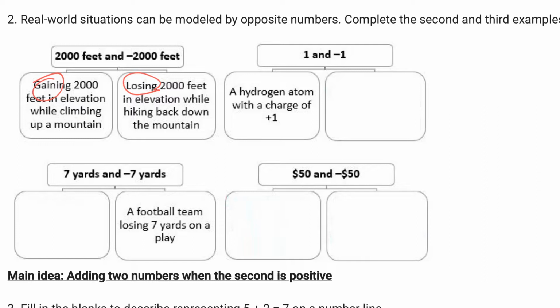A hydrogen atom will have a charge of +1, and so another example here would be a hydrogen atom with a charge of +1 versus a hydrogen atom with a charge of -1. They're opposites here.